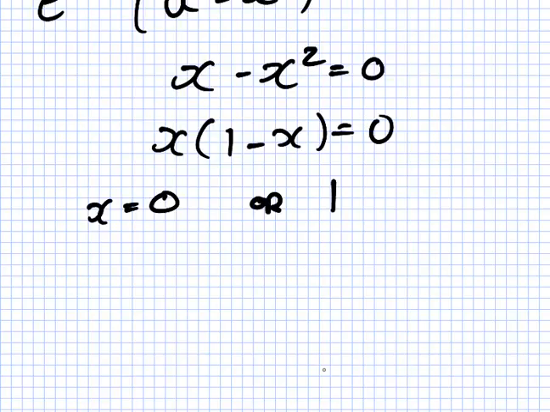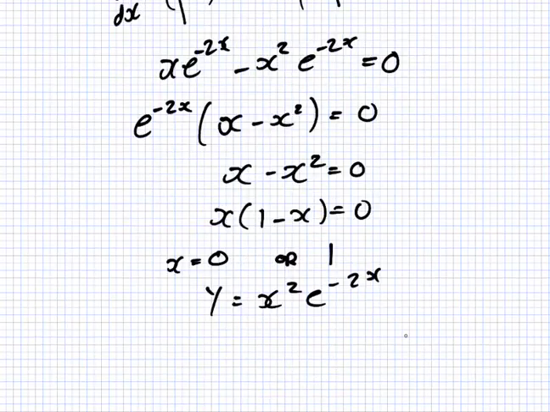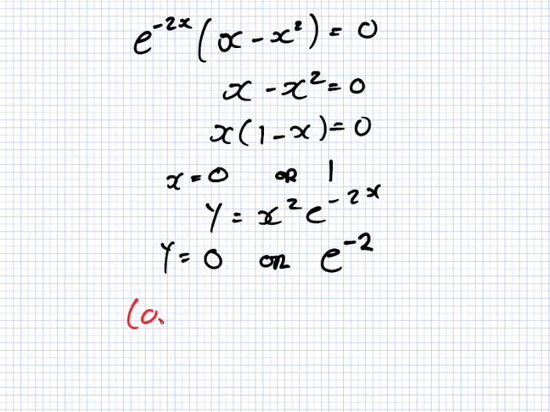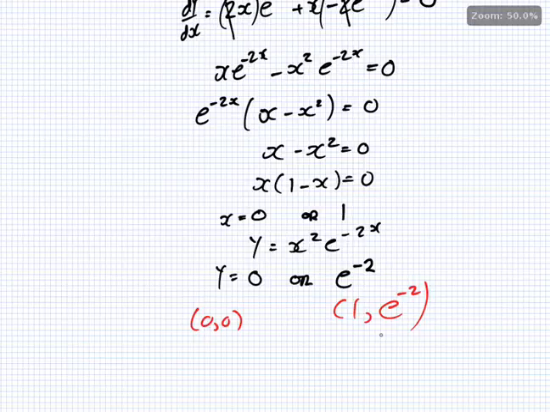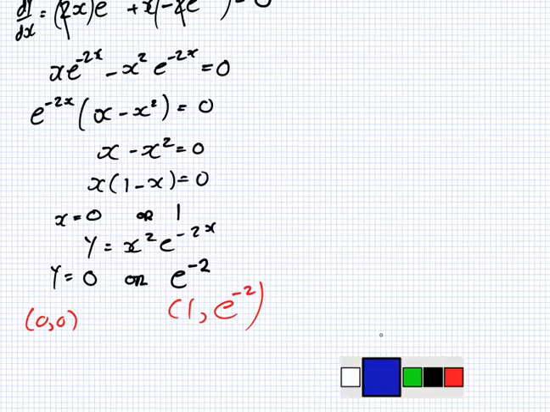Now we still need to find the y though. And we know that y equals x squared e^(-2x). So that means y equals 0 or e to the minus 2. So I have two answers, (0, 0), or (1, e^(-2)). Now this still isn't finished because I need to know which one is the minimum and which one is the maximum. Yeah, so the second derivative will do that for me.